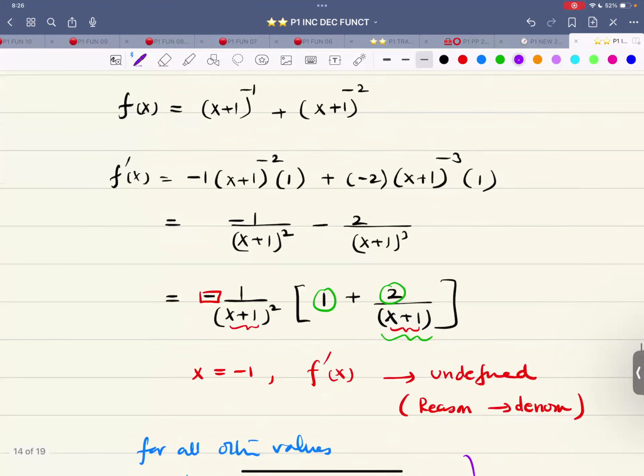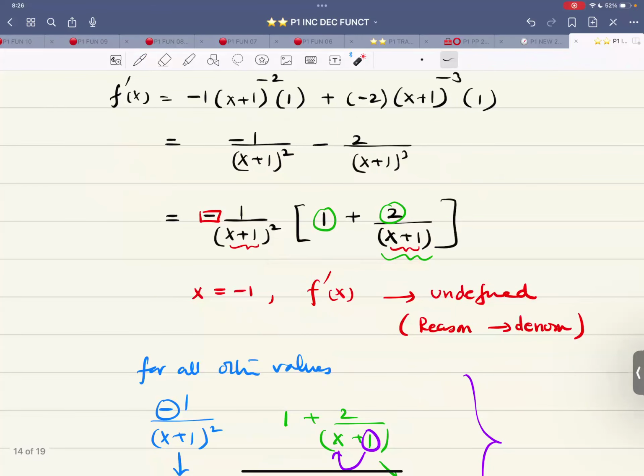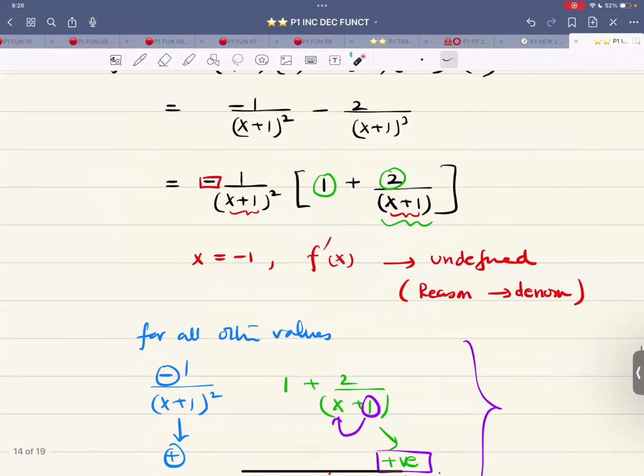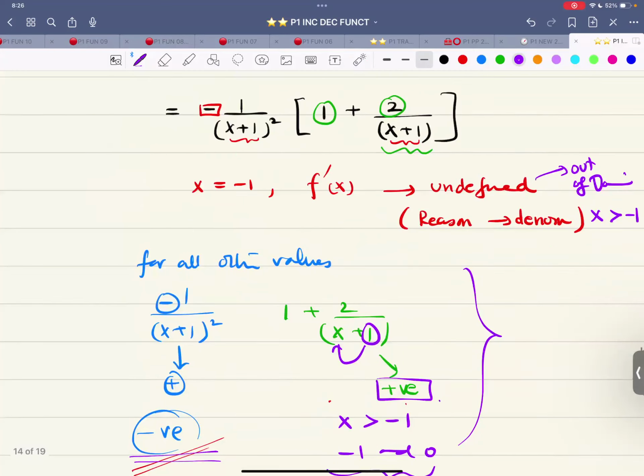Everyone is very, very sure up till the f prime x. The problem starts over here. You have to take common. Otherwise, you cannot explain it thoroughly. When x is -1, f prime x is undefined, but this is out of domain. So this is out of domain. And what is the domain? The domain is x is greater than -1.